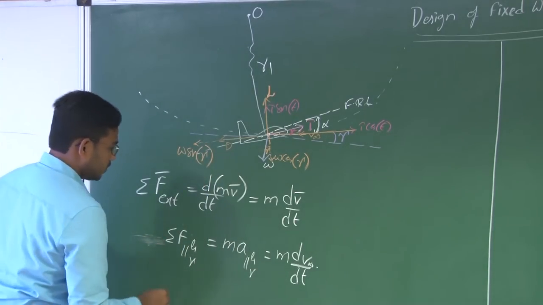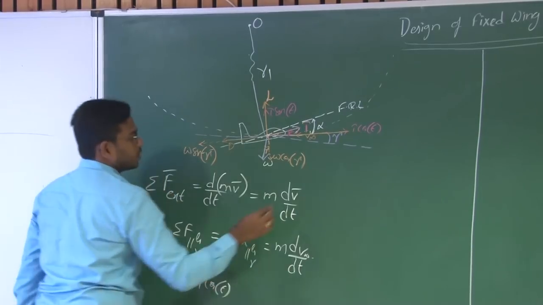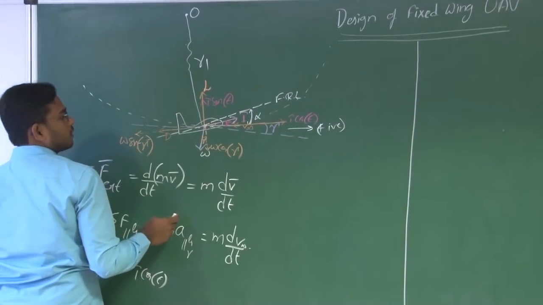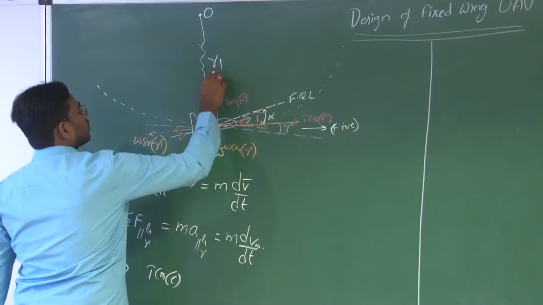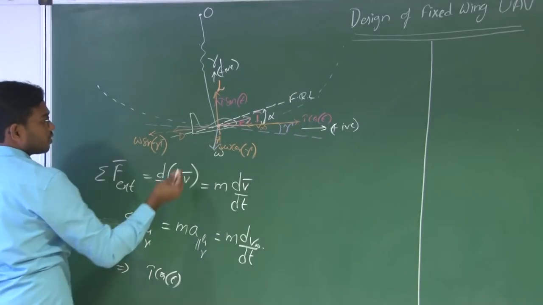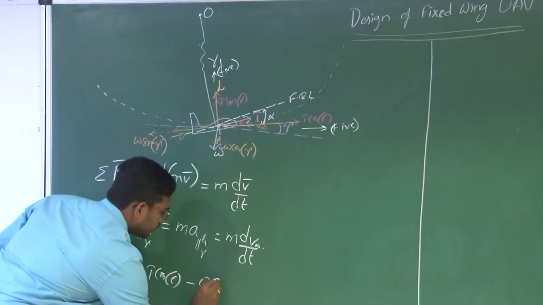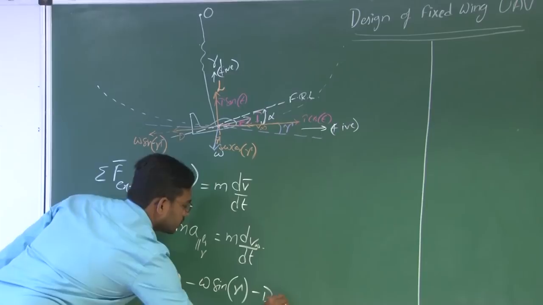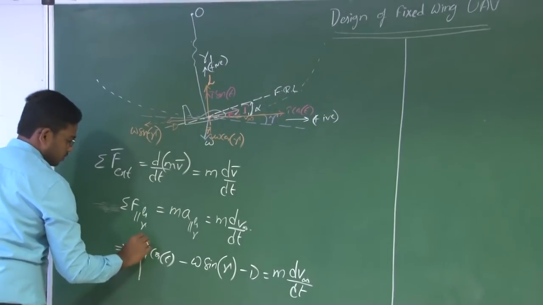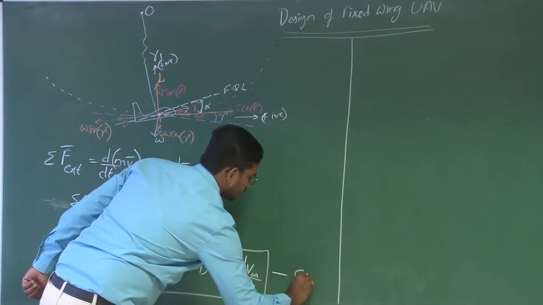Right. With this, we can write the equation here as T cos epsilon, assuming this is the positive direction of the axis system. So the forces along this direction are positive. So T cos epsilon is one force acting along that direction, minus W sin gamma, minus D, is equal to m dV by dt. This was our first equation, general equation 1.